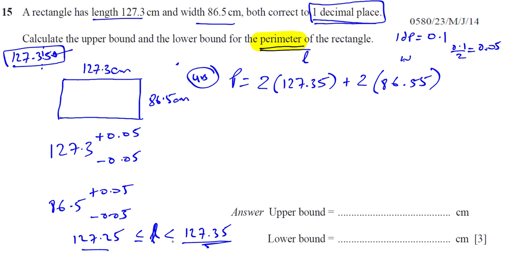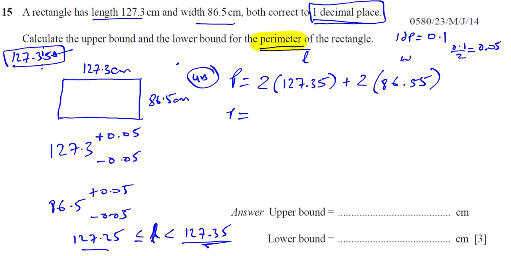So that's why we use the word upper bound. Don't write 127.34 or 127.349. You write 127.35 because upper bound means by definition everything up to, but not including, that number. Just before that number stops. So this is going to be the upper bound of the perimeter.